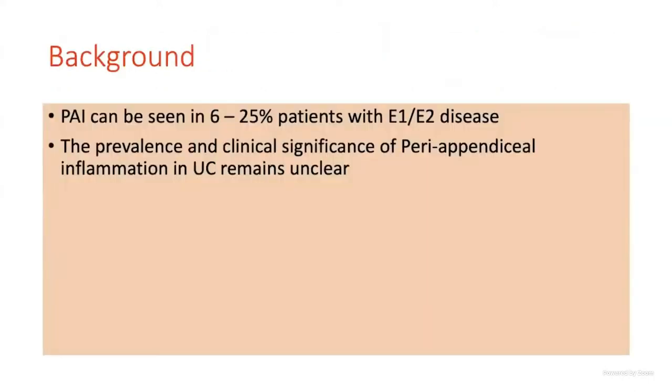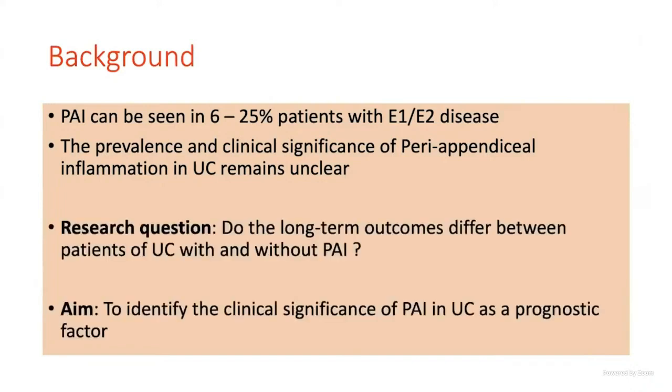So the periappendial inflammation can be seen in about 6 to 25% patients with left-sided colitis or proctitis. However, the prevalence and clinical significance of periappendial inflammation in ulcerative colitis remains unclear. So the authors tried to answer the question whether the long-term outcome differs between patients of UC with and without PAI, and the aim was to identify the clinical significance of PAI in UC.